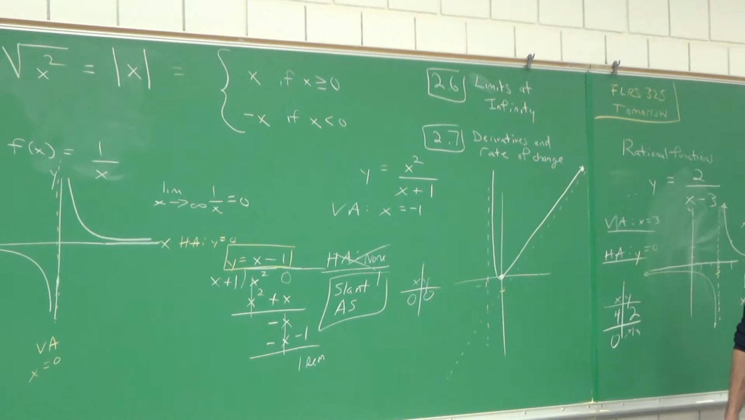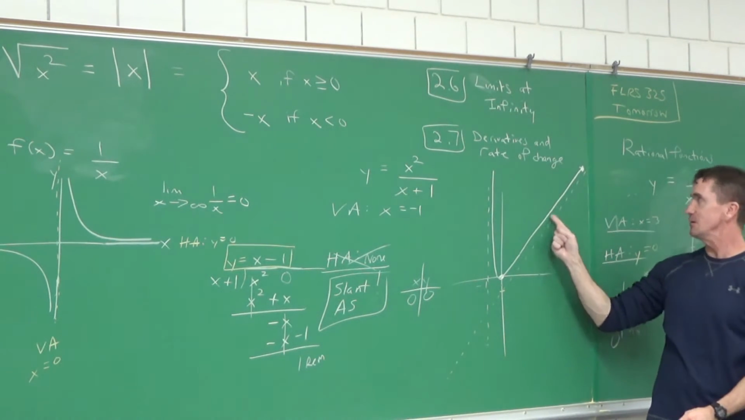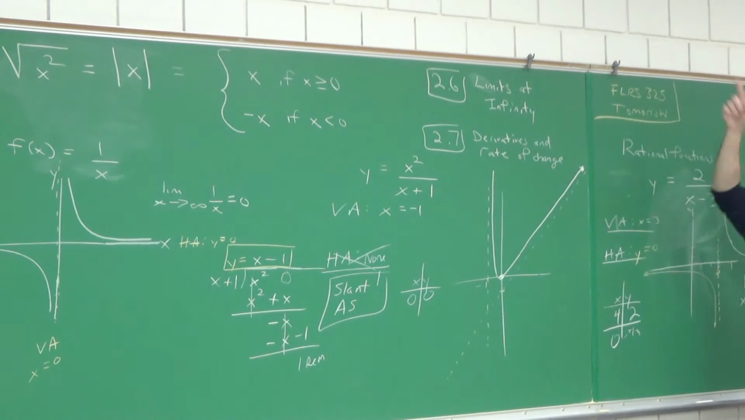But you know what? I know the limit. As x approaches infinity, it's shooting towards the sky, which is what? As x goes towards infinity, where's this thing going? To positive infinity. So that's why, with a graph, you can really see where the answer is.